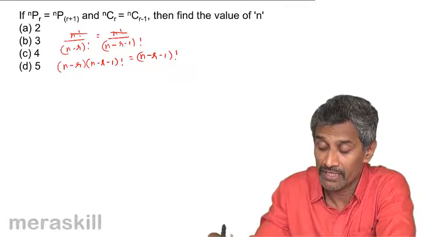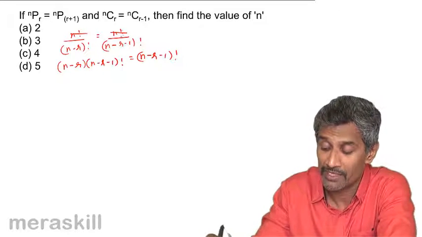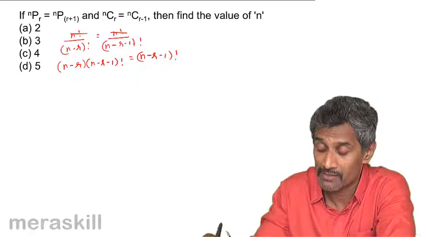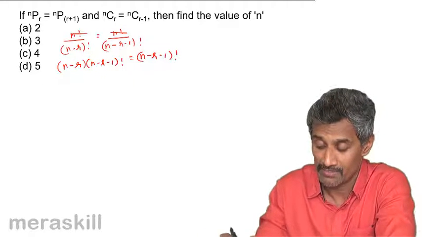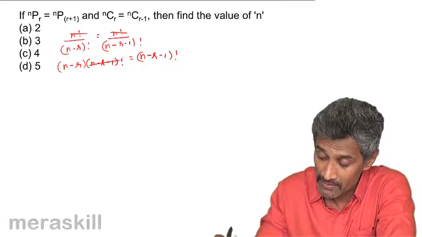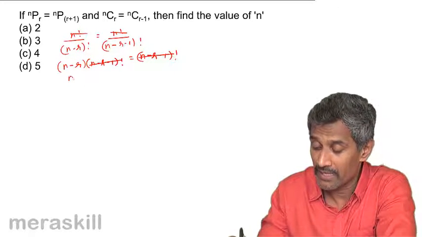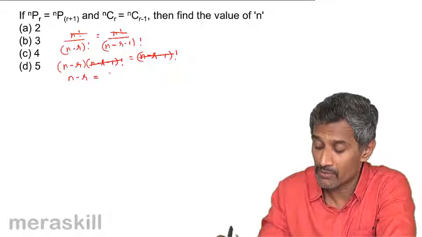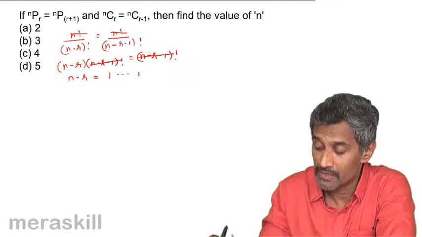So we have used invertendo. 1 upon n minus r factorial is equal to 1 upon n minus r minus 1 factorial, is the same as this, and the inverse of this can be written like this. So ultimately n minus r is equal to 1. This is the first equation we get.